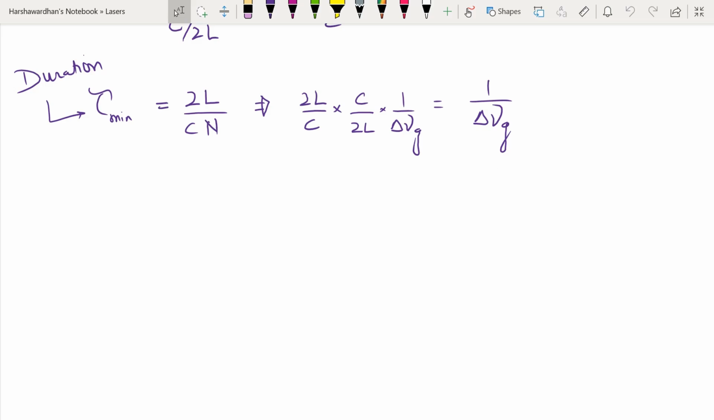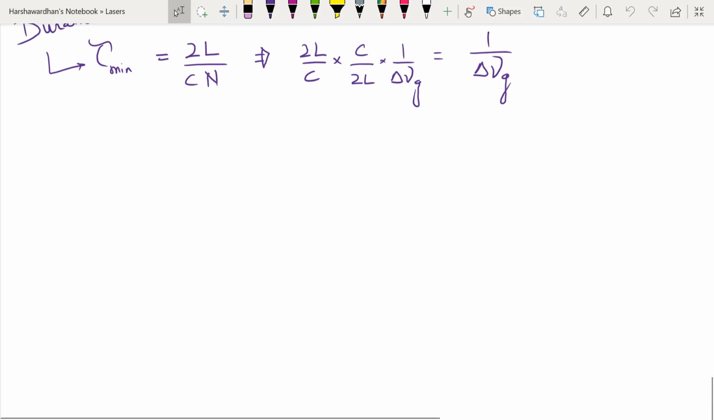So let us now look at ways of achieving mode locking. My discussion is going to be semi-quantitative, but I'll basically describe one active method and one passive method. So let's look at the active method, and this is by using something called loss modulation.